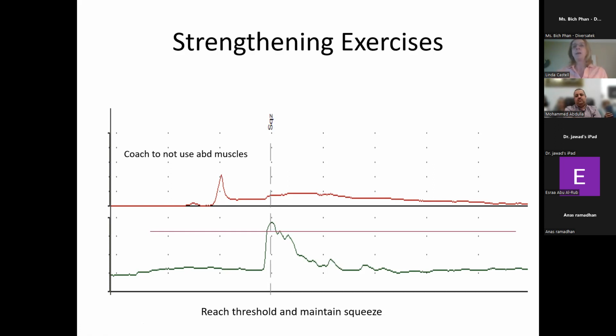This is the hard part, trying to figure out words and direction to get your patients to squeeze the right muscle. It's really, really hard. When I first started doing this, I read probably 100 biofeedback articles. Nobody said what words to use.